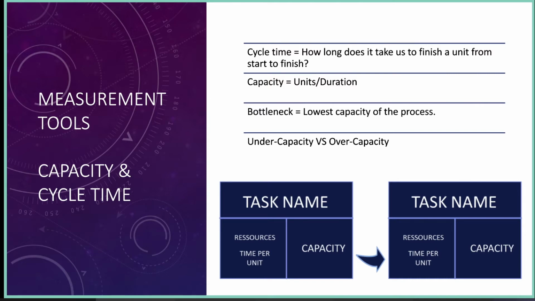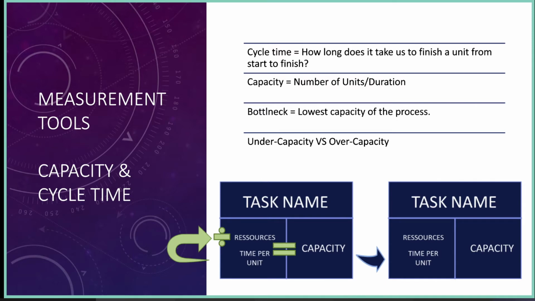Then the capacity itself, let's do cycle time first. Let's finish cycle time first because I have animations. This is usually calculated as the sum of all the times that it takes to finish a unit. So you will add up all of those numbers.